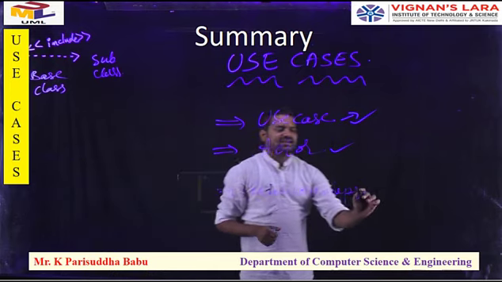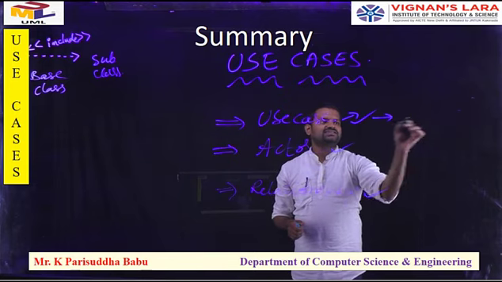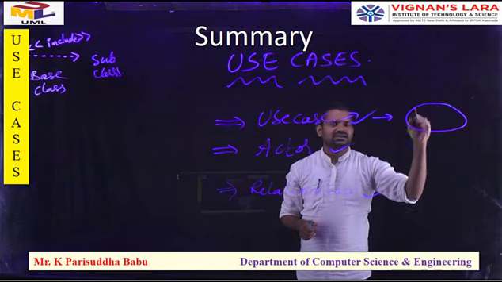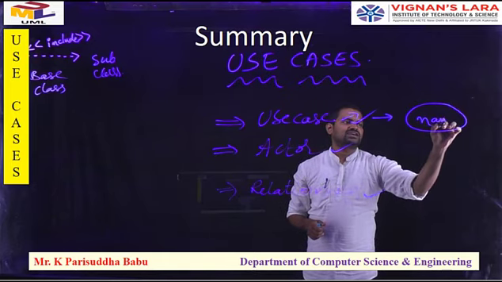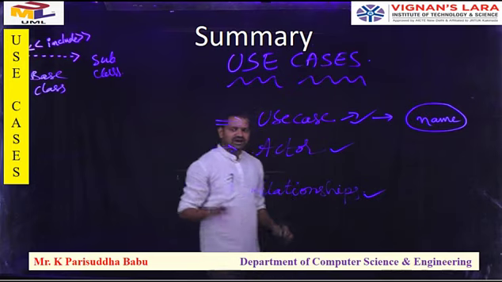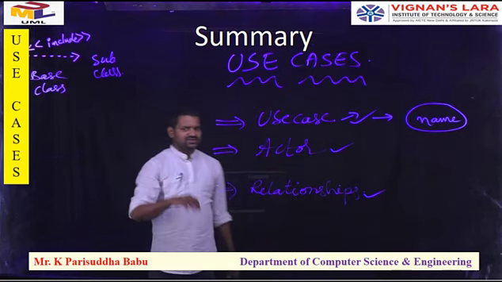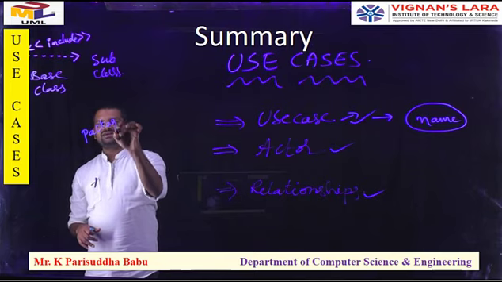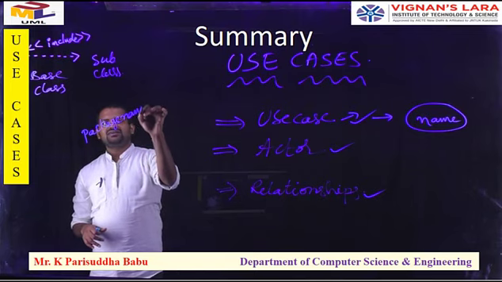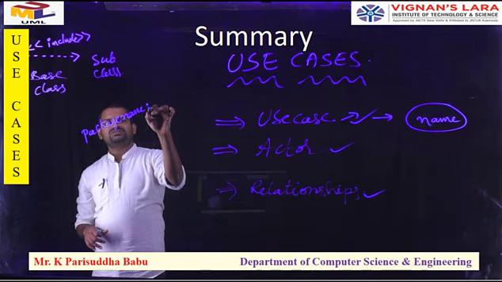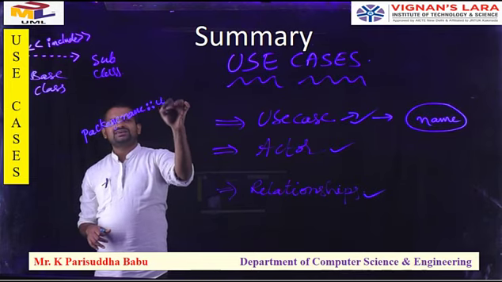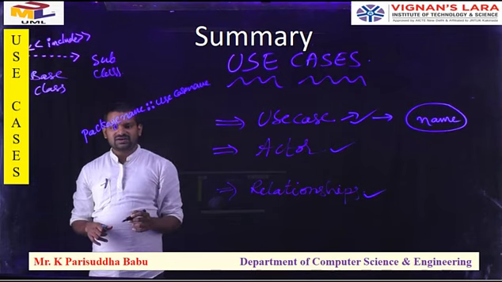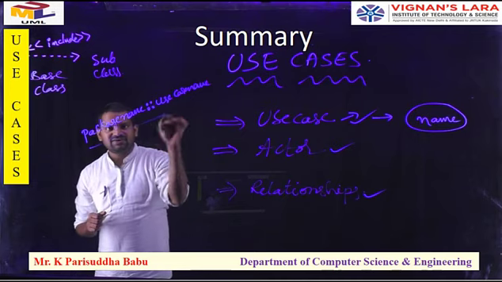A use case is represented with an ellipse symbol, with a name, the use case name. That name is either a simple unique name or a path name. A path name represents the package name, then the scope resolution operator, then the use case name: package name, scope resolution operator, use case name. This is the syntax.